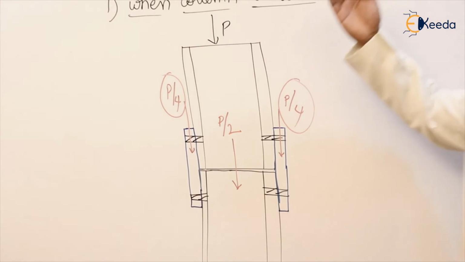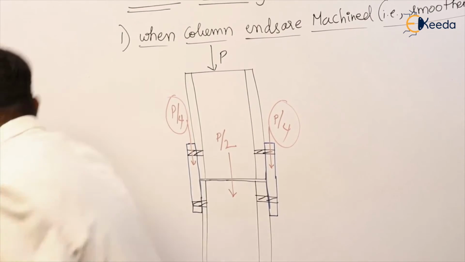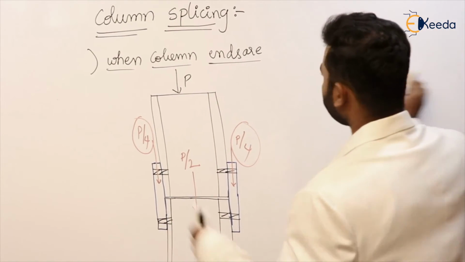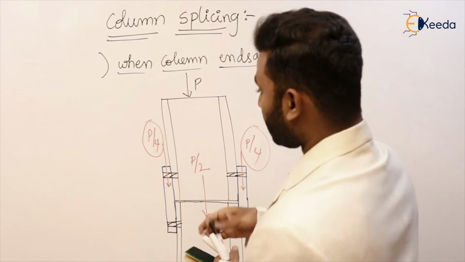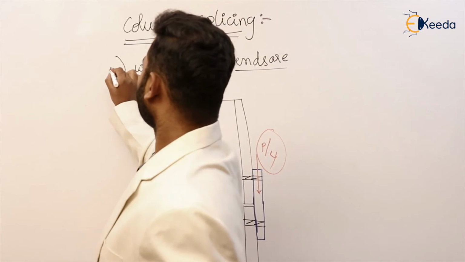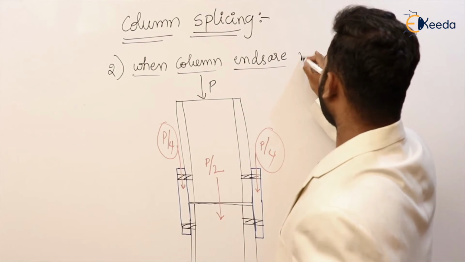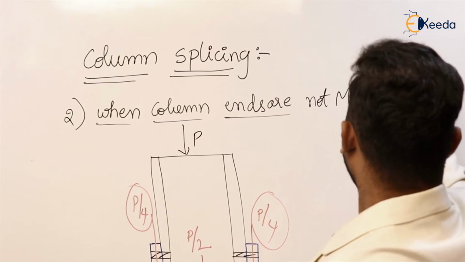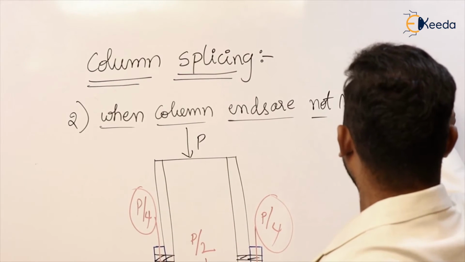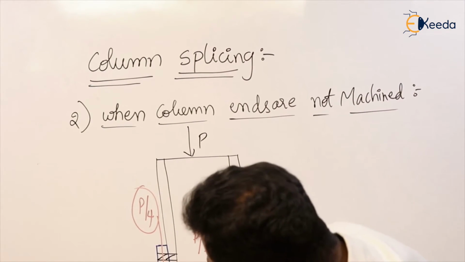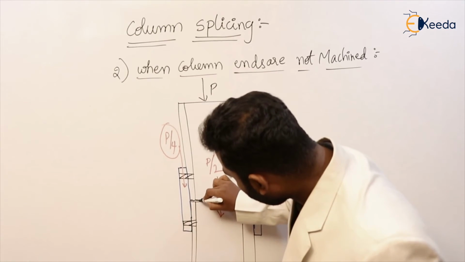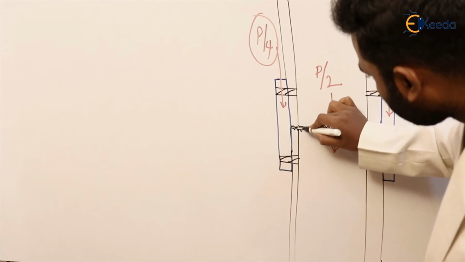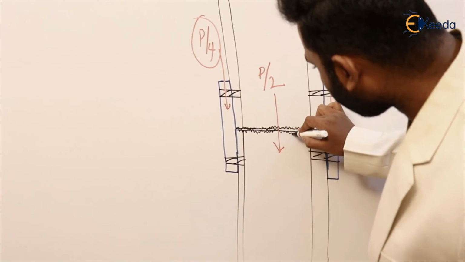Okay. So now next, case 2. Case 2 is when column ends are not machined. It means they are not smooth. If I want to show here, they are like this at this junction. So they are rough, somewhat rough.